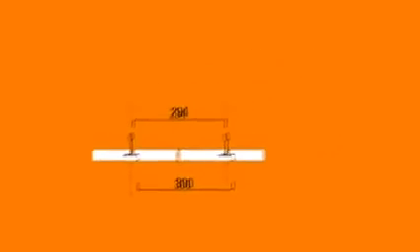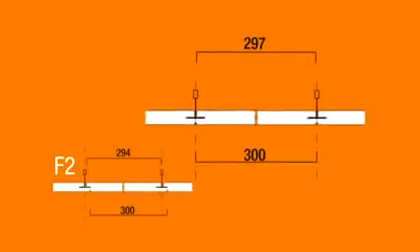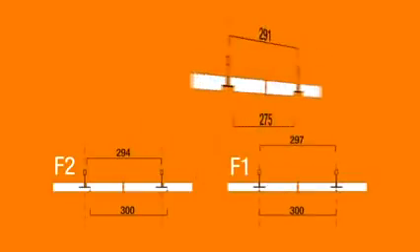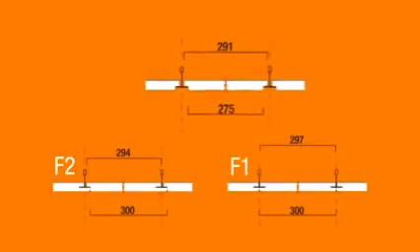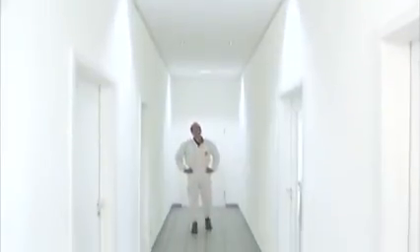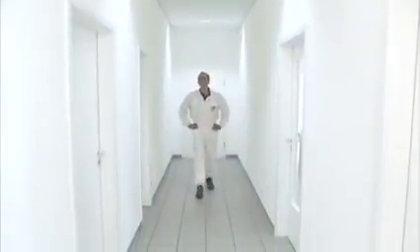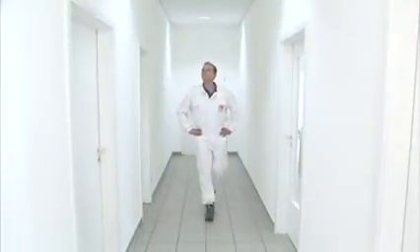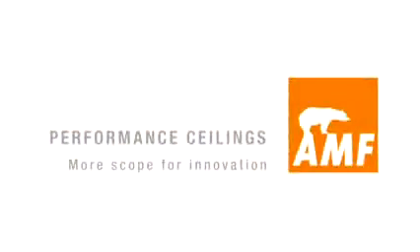As well as the demountable tiles of the system type F2, system type F1 with a concealed long edge and system type F3 with a recessed long edge are also available. There is nothing to stand in the way of a perfect result. You can find detailed installation instructions and further information online at www.amf-grafenau.de.